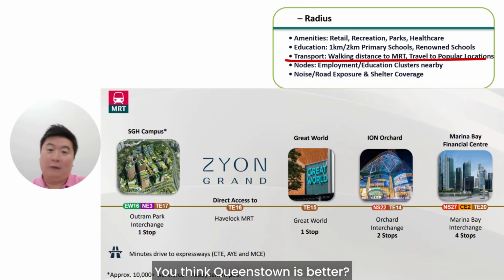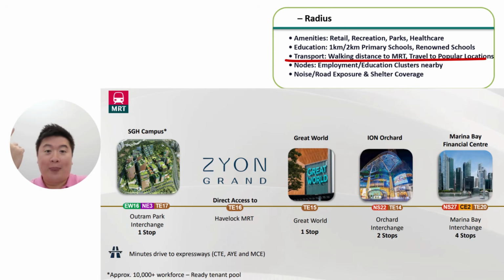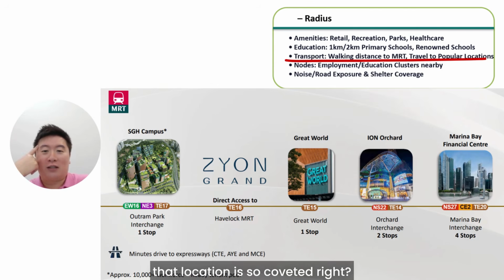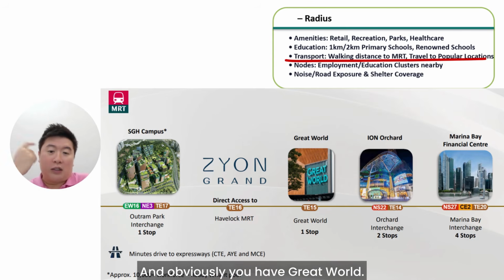You think Queenstown is better? Zion Grand is better. Seriously, that's why that location is so coveted, right? And on top of that, Outram Park Interchange is now going to be at the SGH campus, and that is an employment cluster as well, as per what I have in my radius. And obviously, you have Great World.